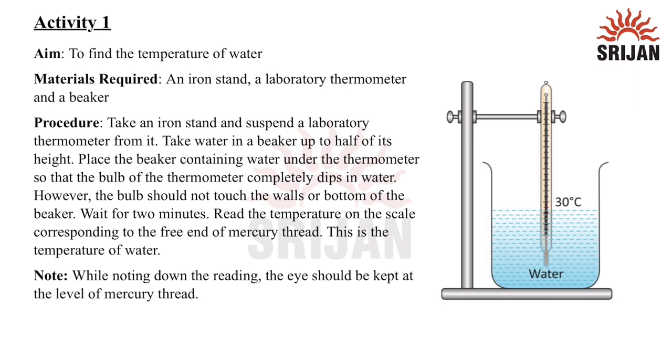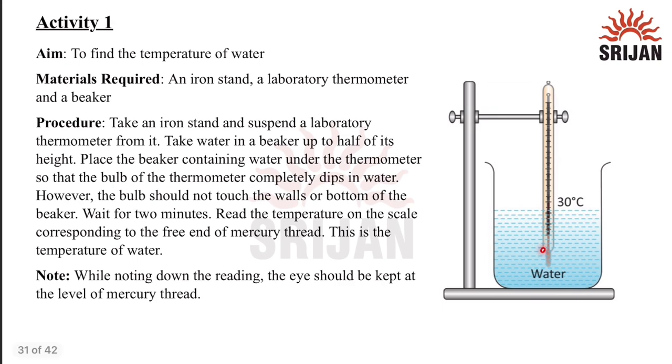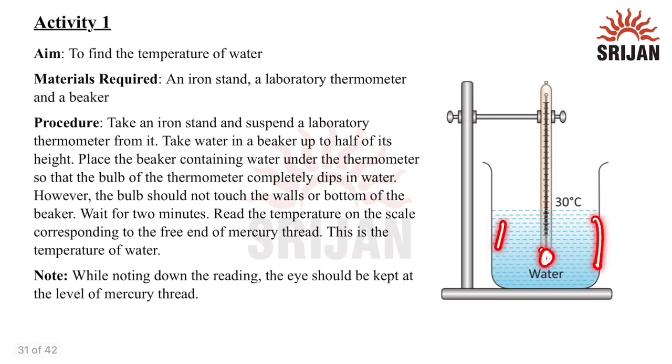Now let us do a simple activity to find the temperature of water. We need an iron stand, a laboratory thermometer and a beaker. The procedure is very simple. You have to take an iron stand and suspend a laboratory thermometer from it. Take water in a beaker up to half of its height. Now place the beaker containing water under the thermometer so that the bulb of the thermometer is completely dipped into the water. However, this bulb shouldn't be touching the walls or the bottom of the beaker.